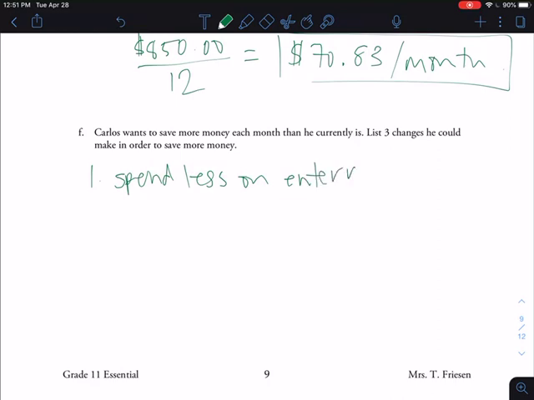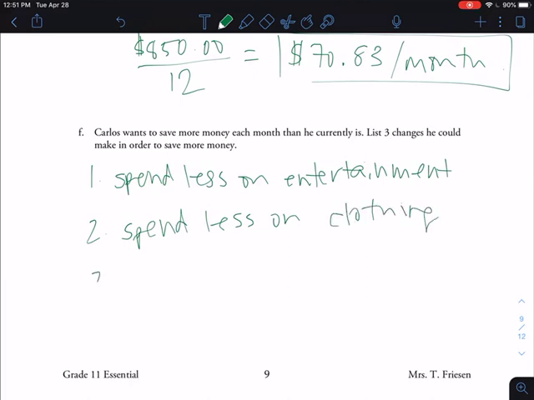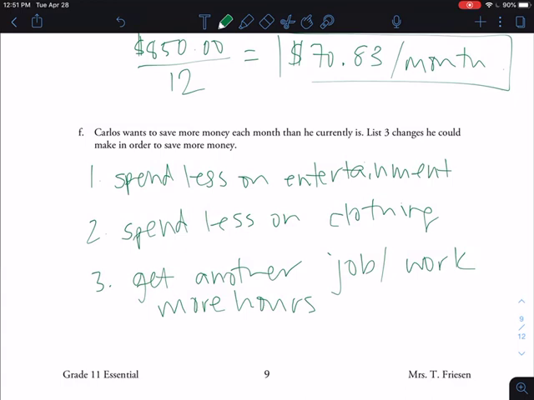Okay, let's try and spell properly here. Entertainment. Spend less on clothing. Or, like we talked about, he could also get another job, right? Or work more hours, okay? So let's get another job or work more hours. And the reason we're saying that is because this will allow him to bring more money into his bank account each month, whereas 1 and 2 will decrease the amount going out. Okay, so those are kind of the 2 options.